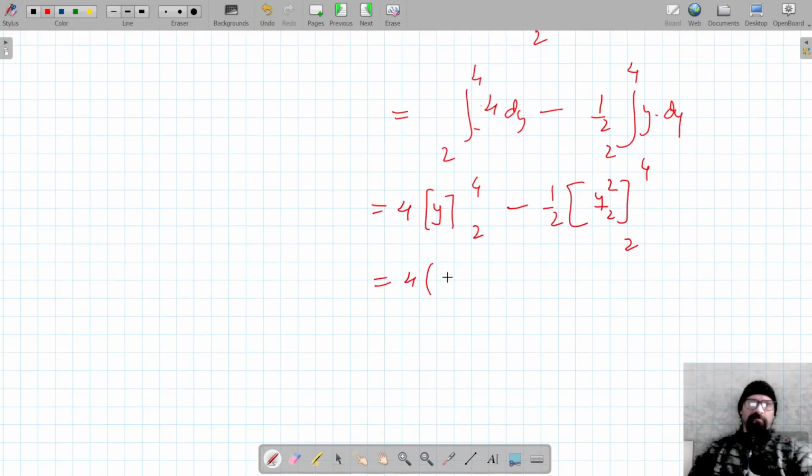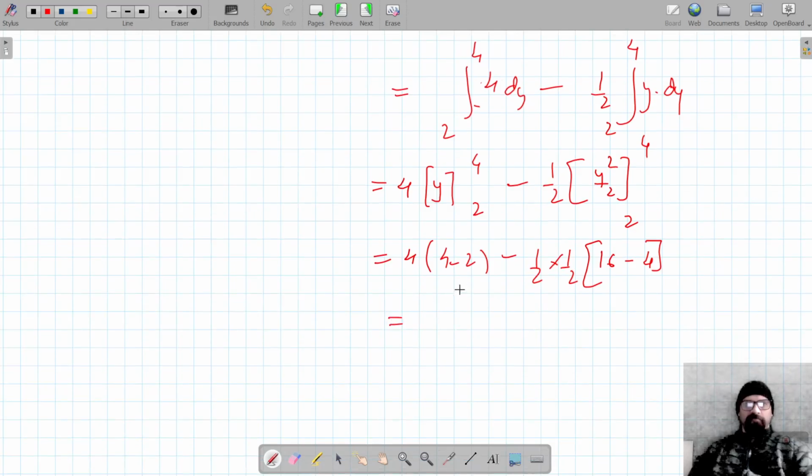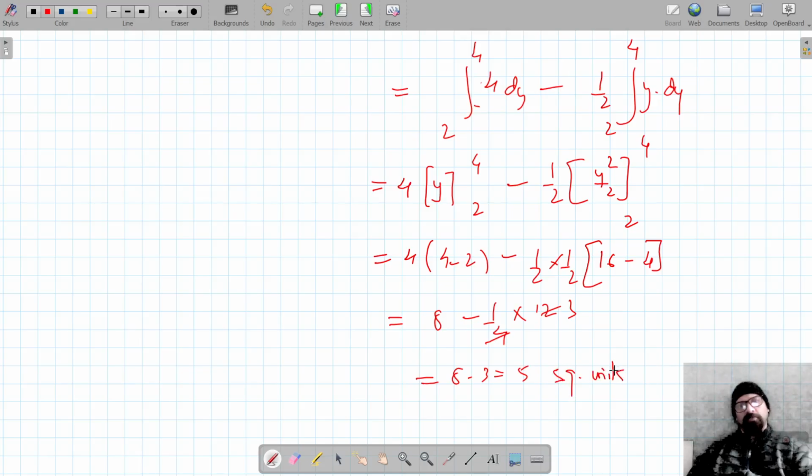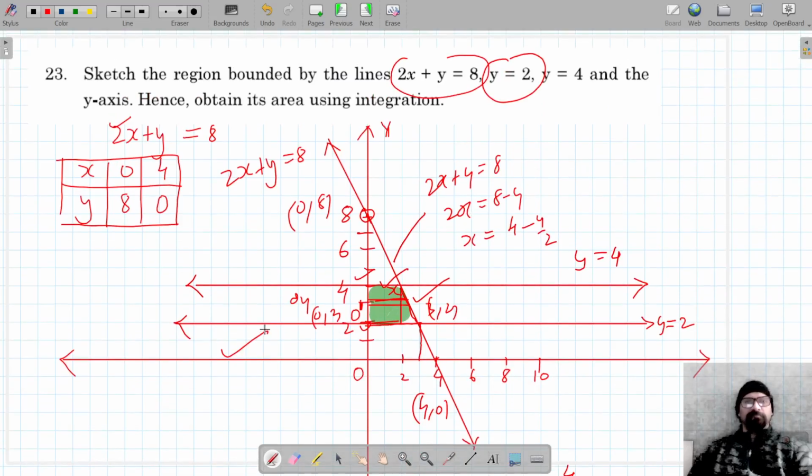So this is now 4 into (4 minus 2) minus half. Half we can take out, and this is 4 squared, which is 16, minus 2 squared, which is 4. So this gives me 4 into 2 is 8, minus 1 by 4 into (16 minus 4) is 12. So 4 3s are 12, and this is 8 minus 3, which gives me 5 square units is the area. So 5 square units is the area that we have got using the integration.